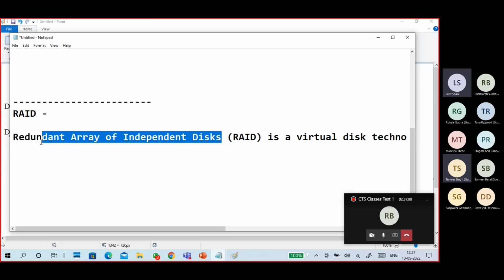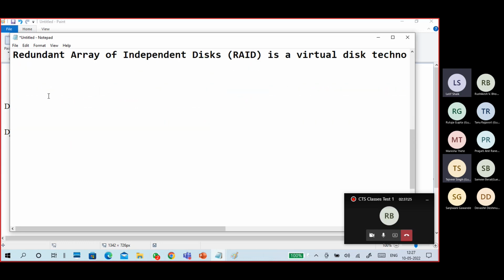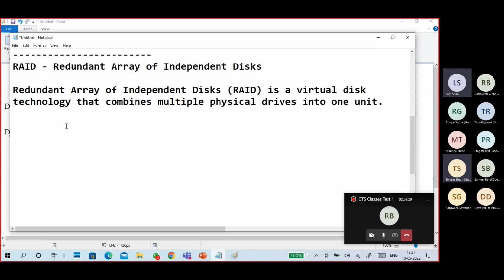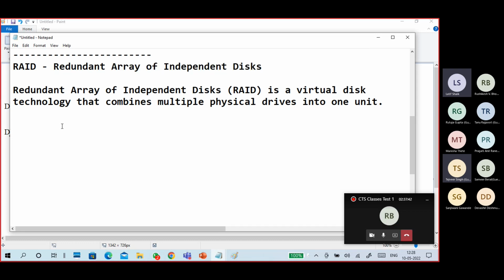So I want the abbreviation only. RAID is a redundant array of independent disks. Redundant array of independent disks: we take independent disks and make them an array, meaning we combine independent disks together and create redundancy in it. How the redundancy works, we'll see that. So in RAID, there are levels. Before levels, we go to hardware RAID.